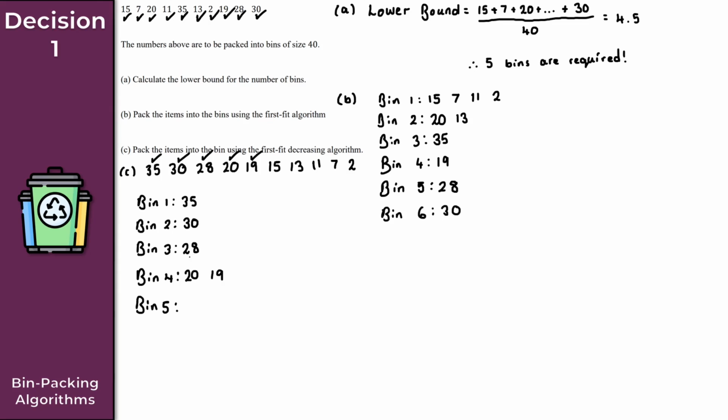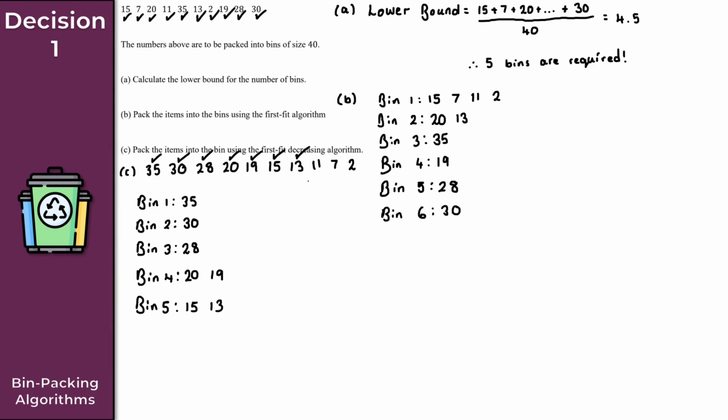For 15 then, where does 15 go here? Well, it won't fit into bin 1, it won't fit into bin 2, it won't fit into bin 3, and it also won't fit into bin 4. So 15 then needs to go into bin 5. Okay, give that a tick. What about 13 then? So 13 clearly doesn't go into bin 1, bin 2, or bin 3. It also doesn't go into bin 4. So 13 then needs to go into bin 5, right? So at this point here, we had 25 units of space left. So clearly 13 goes into bin 5. Okay, give that a tick.